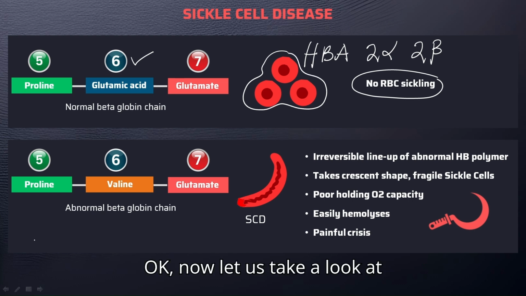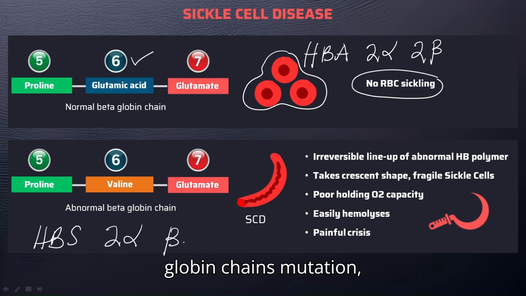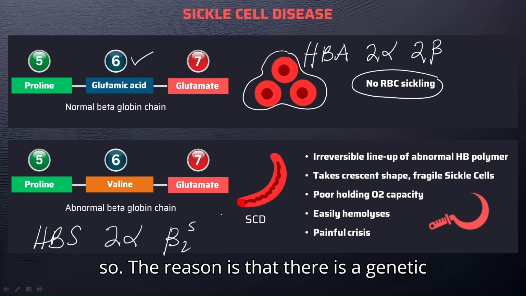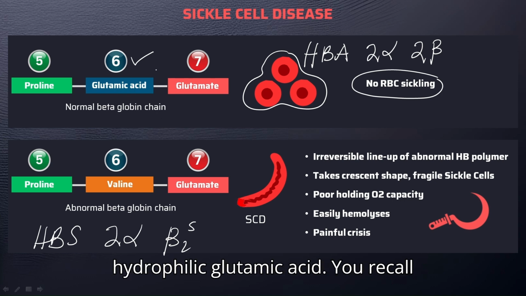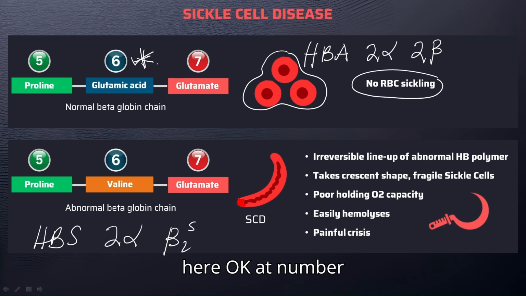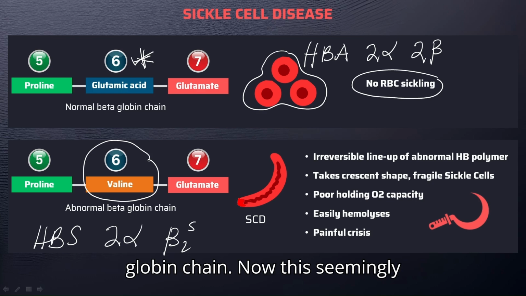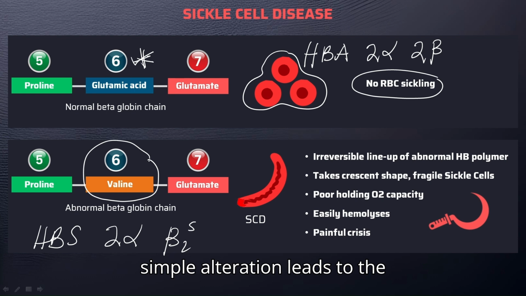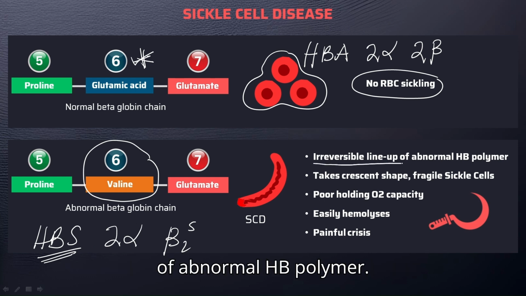Okay, now let us take a look at HbS. And here we have two alpha and we have the beta globin chain mutation. So the reason is that there is a genetic mutation that actually substitutes the hydrophilic glutamic acid, you recall here, okay, at number 6 with a hydrophobic valine right here. So this happens at the 6th position of the beta globin chain. Now this seemingly simple alteration leads to the irreversible aggregation of these HbS, okay, within the red blood cells. So there is an irreversible lineup of abnormal Hb polymer.